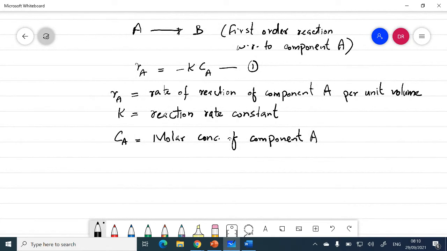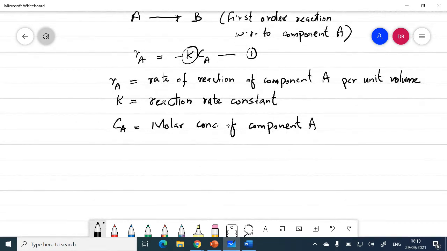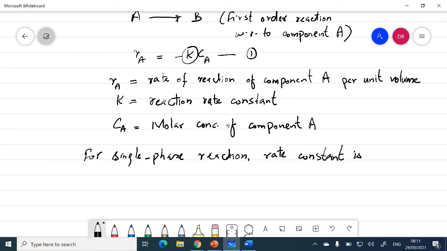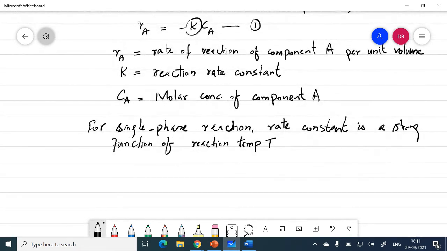Here in this reaction we have a single phase reaction. The rate constant is typically a strong function of reaction temperature, T. So for a single phase reaction, the reaction rate constant is dependent on temperature.